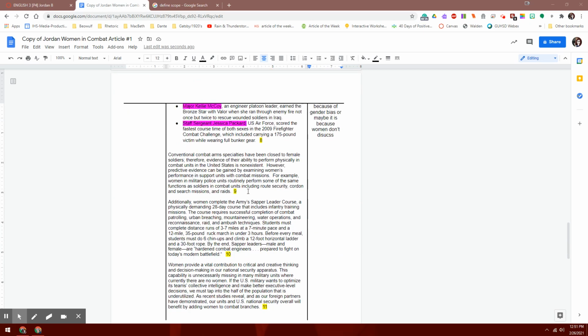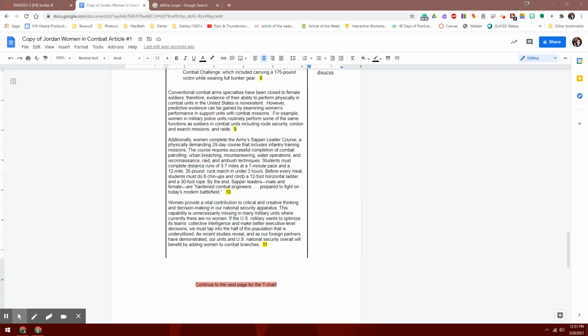Okay, so we're going to move on to our last couple paragraphs. We're almost done. So paragraph 9. Conventional combat arms specialties have been closed to female soldiers. Therefore, evidence of their ability to perform physically in combat units in the United States is non-existent. However, predictive evidence can be gained by examining women's performance in support units with combat missions. For example, women in military police units routinely perform some of the same functions as soldiers in combat units, including route security, cordon and search missions, and raids.